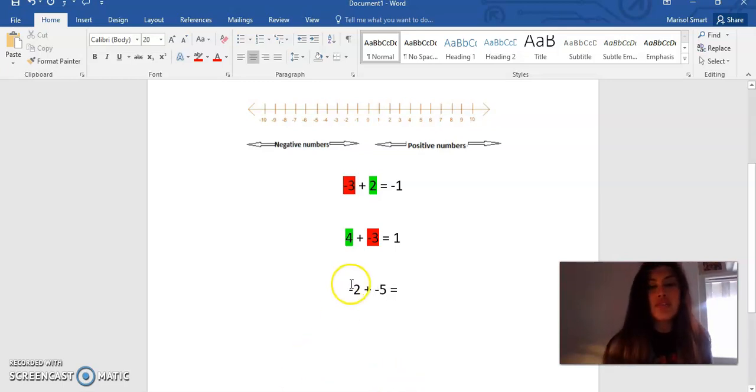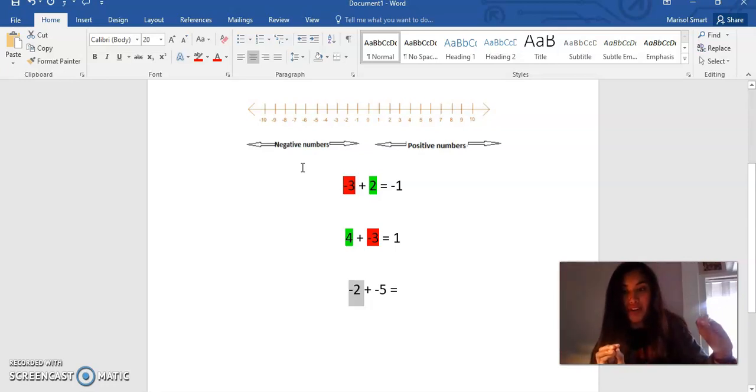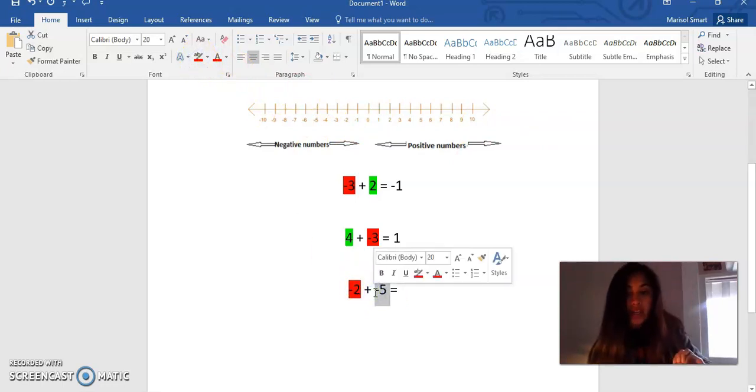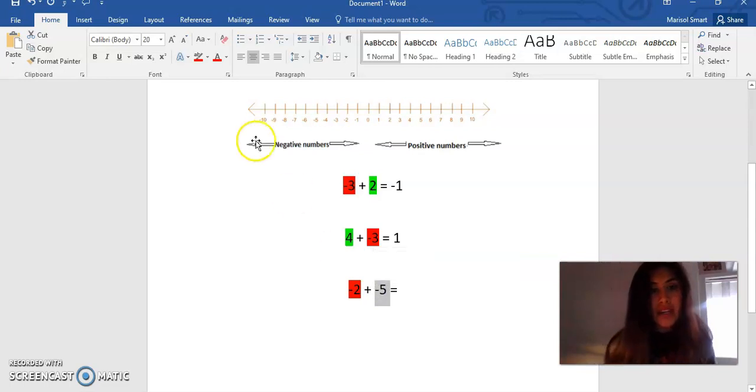So I'm going to look at -2. -2 is negative, and I know my negative numbers are on the left-hand side of the number line. If you look at the number line over here, -5 is also on the left-hand side of the number line, which you can see here. And so they're going in the same direction. And since they're going in the same direction, we're going to add. 2 plus 5 is 7.